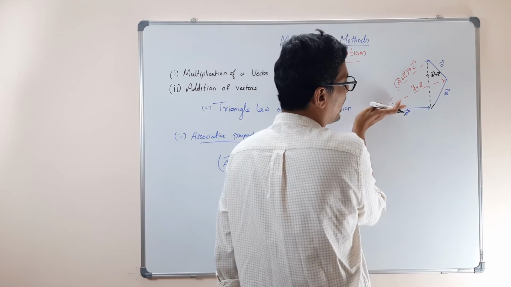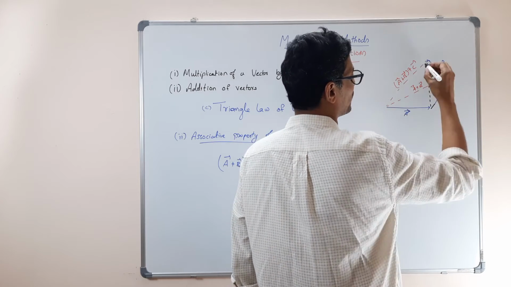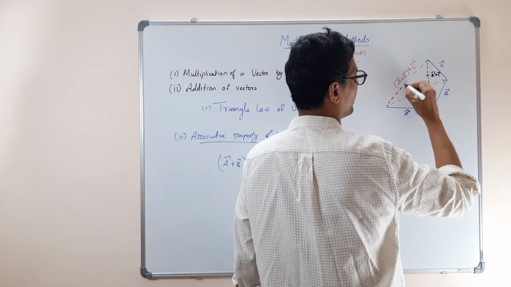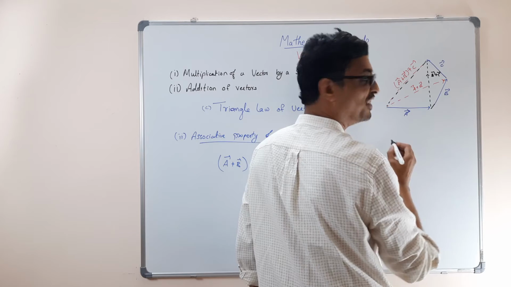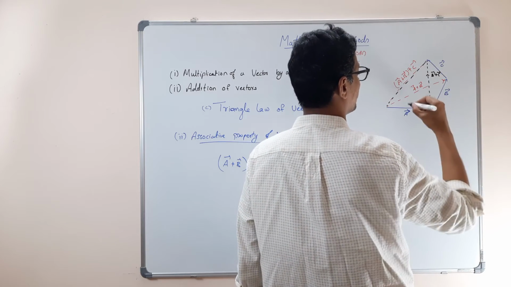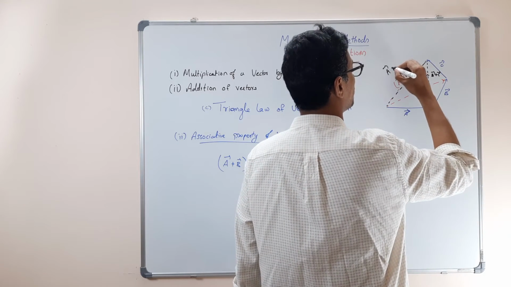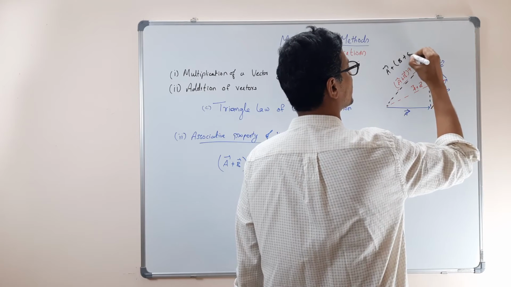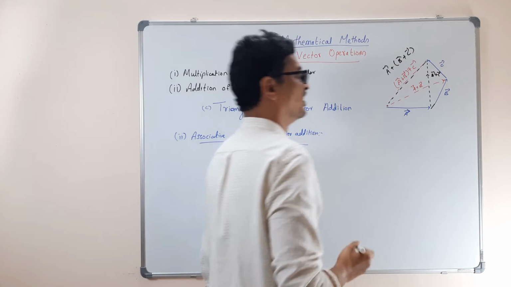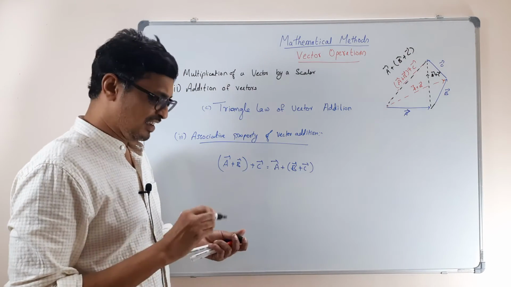And then I am going to add A vector and this vector. So that will be same. Correct? Same. Yeah, so this will be what? This case will be A vector plus B plus C vector. You got it? Anyway, you can draw.